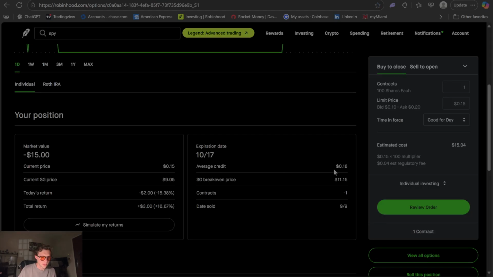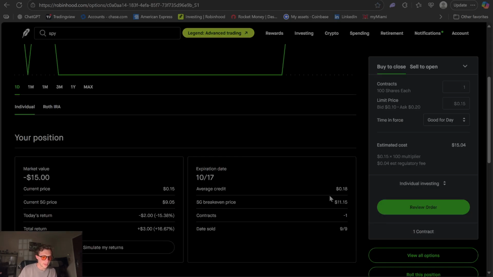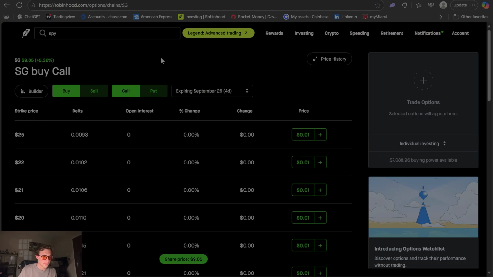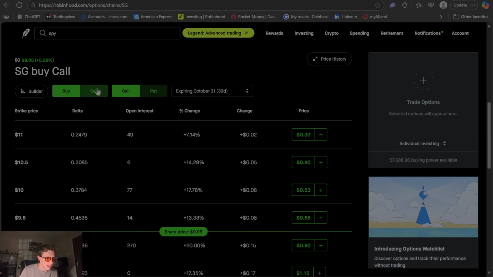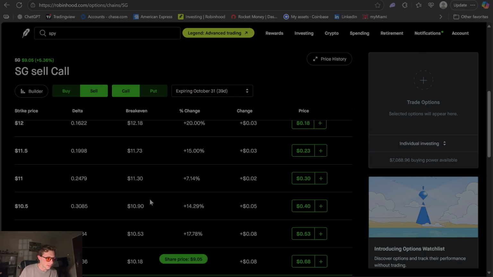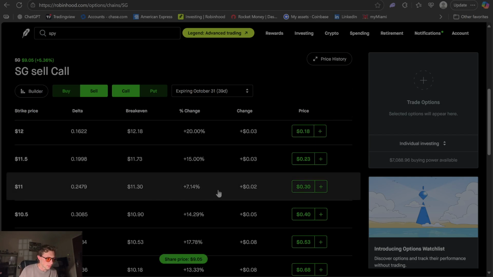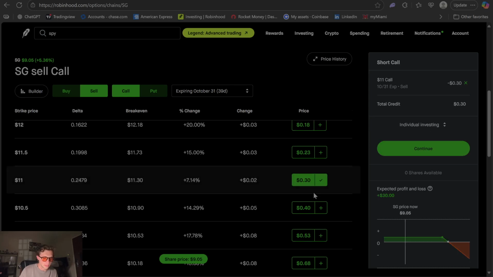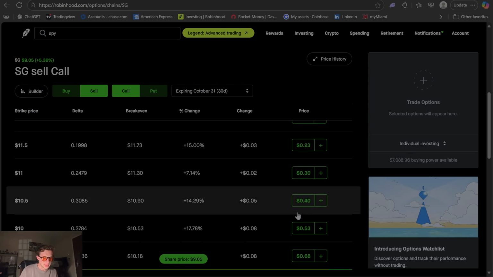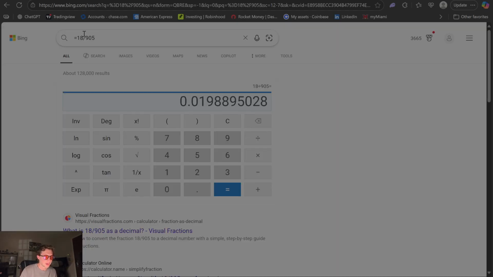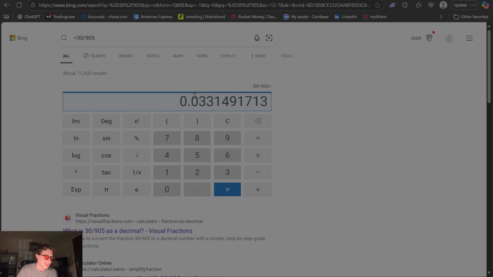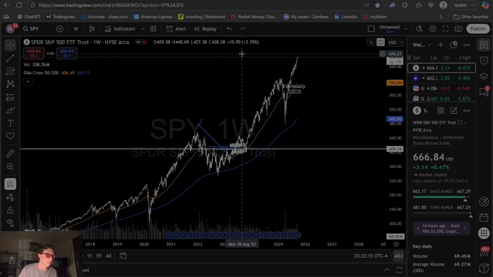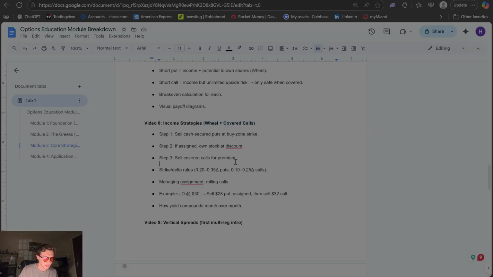And that's actually for the current average credit. I might have filled this option for less than a 20 delta, so that might have been why. But if I go into here, at 24 delta, it would be more like 30 cents right now, so 30 divided by 900 might have been a little bit more. So it's a 2 to 3% return. That's essentially the fundamentals of the wheel.